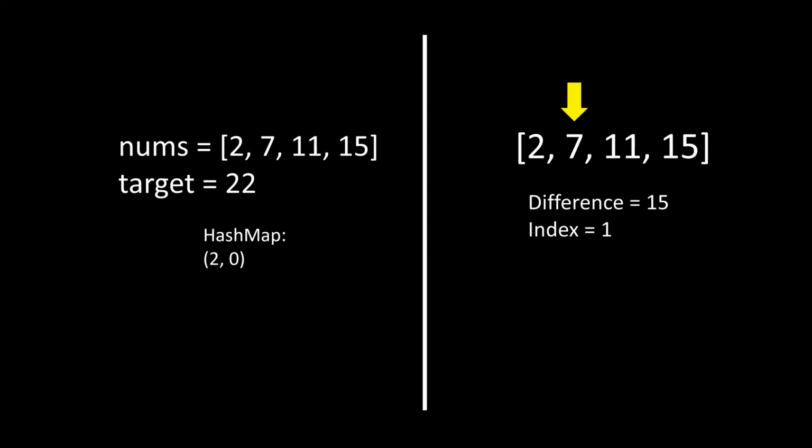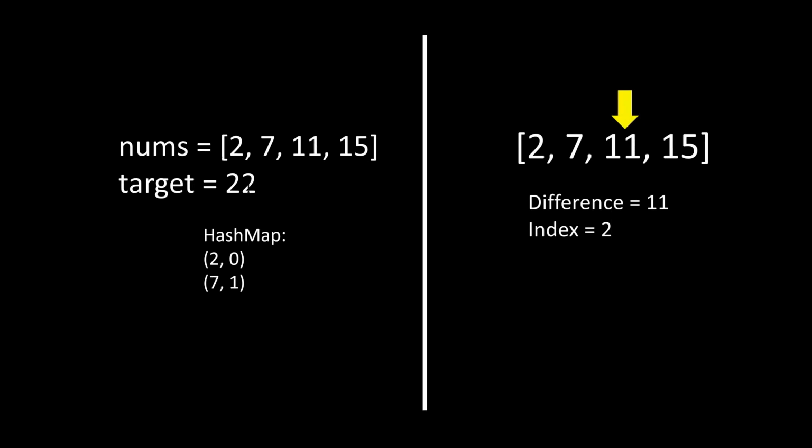We're now checking the difference of 22 minus 7, which is 15, at index 1. Is 15 contained inside of our hash map? It's not, so we'll take 7 and put it at index 1 as a key value pair inside of our hash map. So we're going to move the for loop over one additional index.